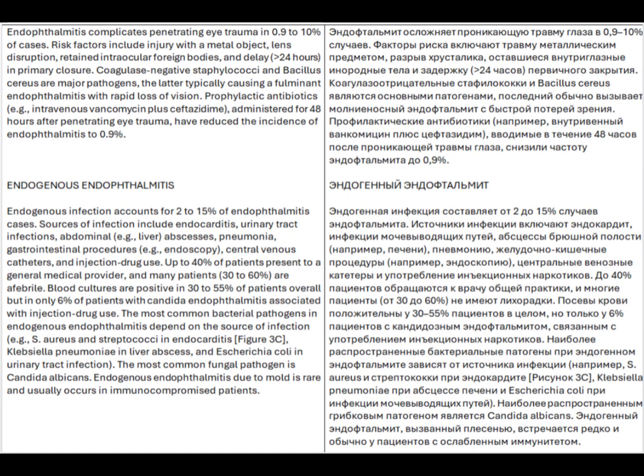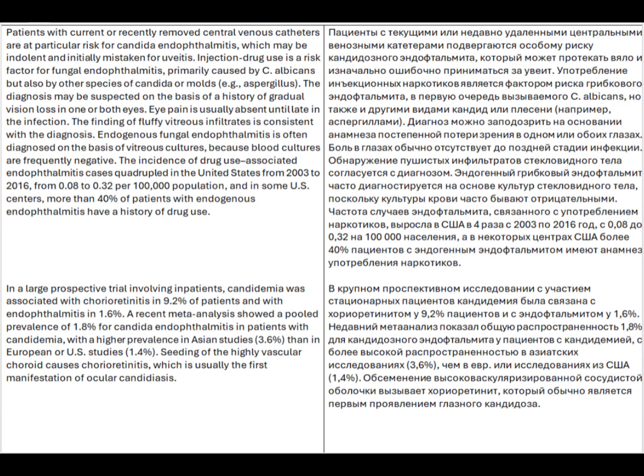The most common bacterial pathogens in endogenous endophthalmitis depend on the source of infection, e.g., S. aureus and streptococci in endocarditis. Figure 3c, Klebsiella pneumoniae in liver abscess, and Escherichia coli in urinary tract infection. The most common fungal pathogen is Candida albicans. Endogenous endophthalmitis due to mold is rare and usually occurs in immunocompromised patients. Patients with current or recently removed central venous catheters are at particular risk for Candida endophthalmitis, which may be indolent and initially mistaken for uveitis.